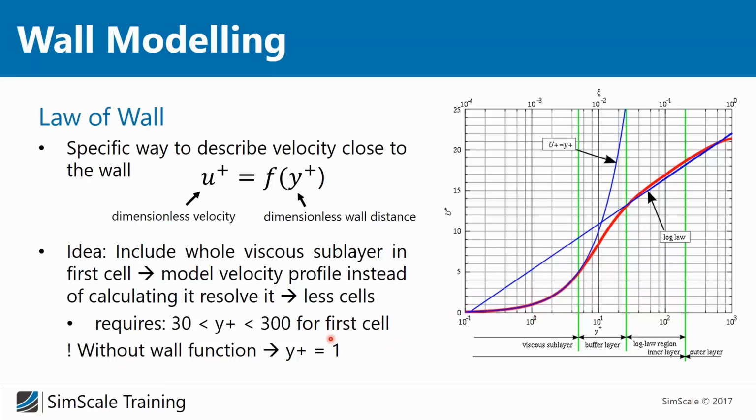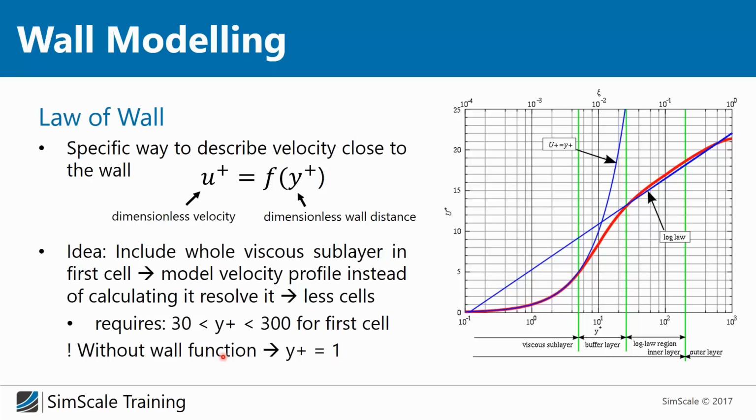There are two very important things. First of all, if you use a wall function and a velocity profile instead of calculating the viscous sublayer, the y plus value of the first cell needs to be between 30 and 300 depending on the turbulence model. So the dimensionless wall distance. And if you don't use it and you want to resolve it properly, you still have to make sure that your y plus value for the first cell is 1 or below. And these are the two possibilities.